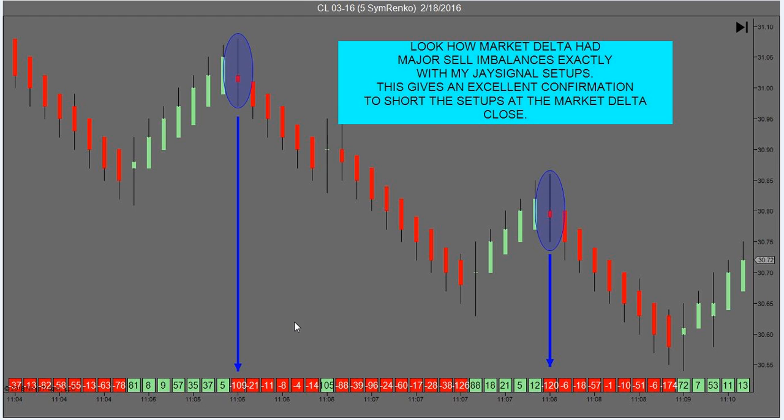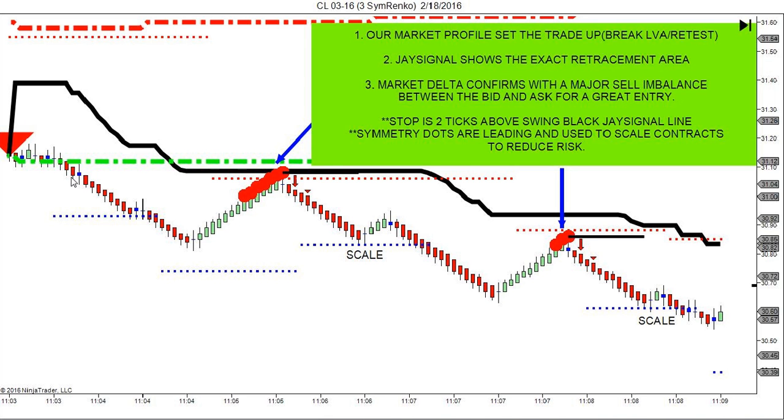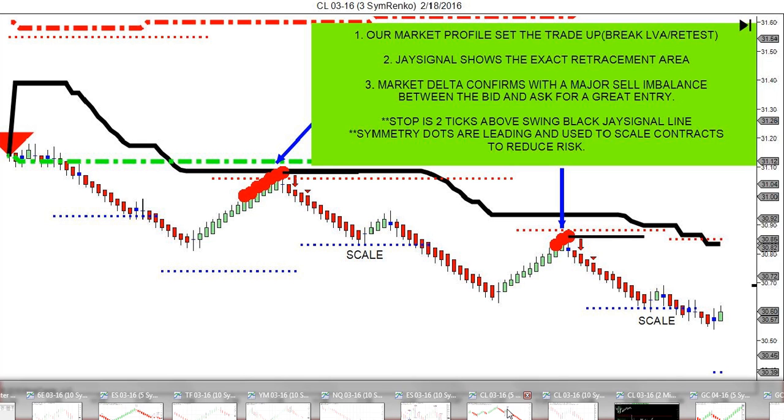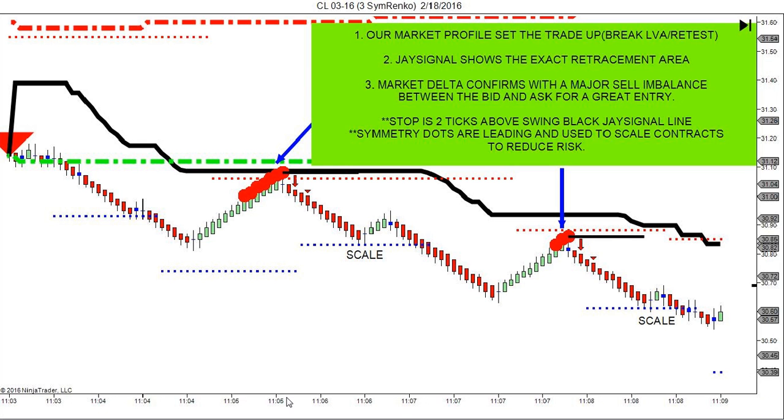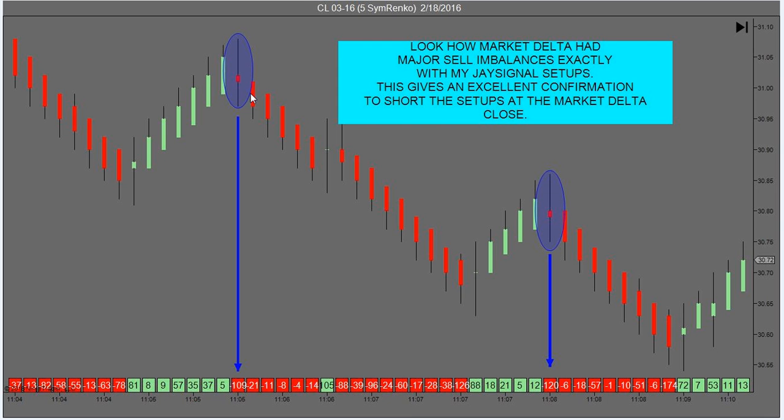My opinion at 8:30 this morning was that if we break market profile, LVA, let's look for a retracement. I'm trying to educate traders this morning, look for a retracement in short. But I didn't know market delta is going to turn negative 109 right at that level, right? I didn't know that, right? That's all order flow, my friends. That tells you to get in right there. Right when 109 prints, open it up, stop 2 ticks above the swing high.